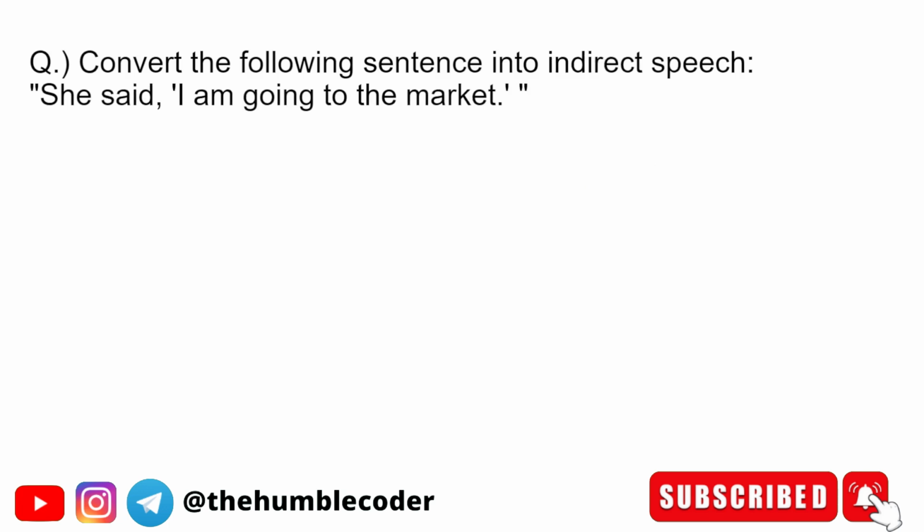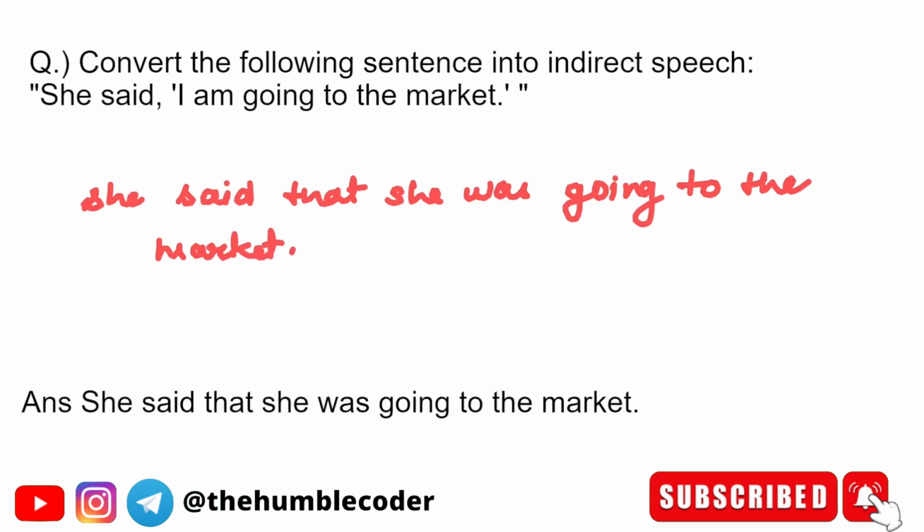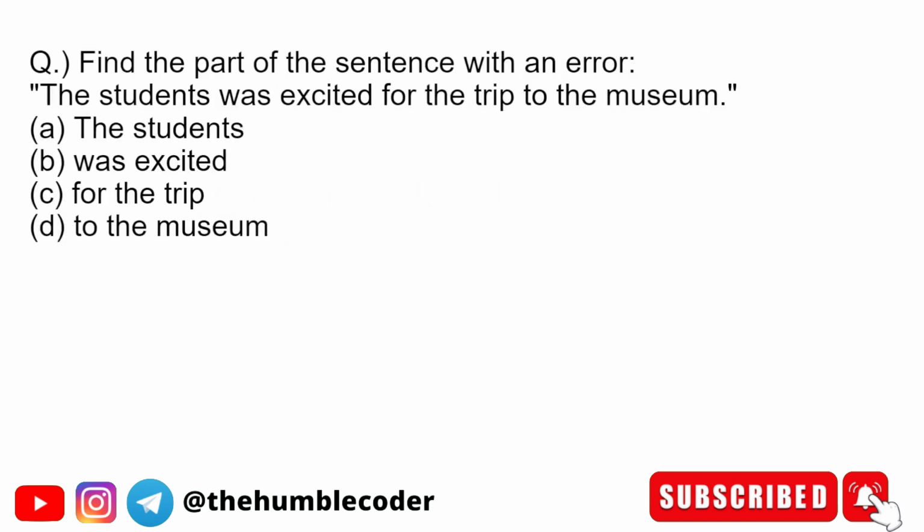Convert the following sentence into direct speech. So this is an indirect speech, that is, she said I am going to the market. So what is the direct speech? The answer is going to be, she said that she was going to the market. So it is simple. When it comes to indirect to direct sentence, we just have to add a "that". So the correct answer is she said that she was going to the market.